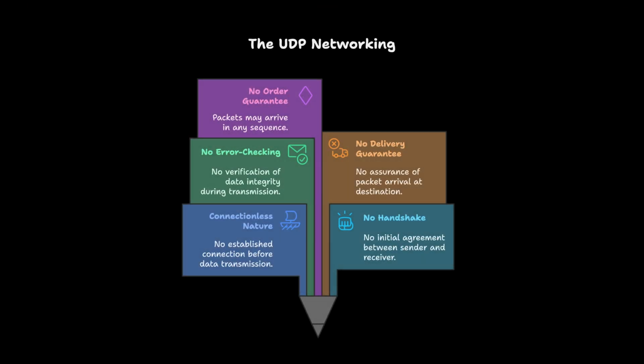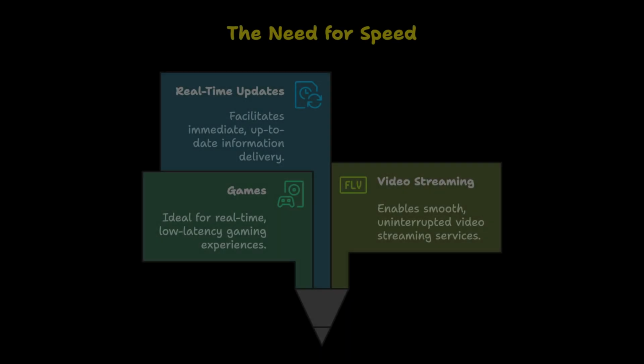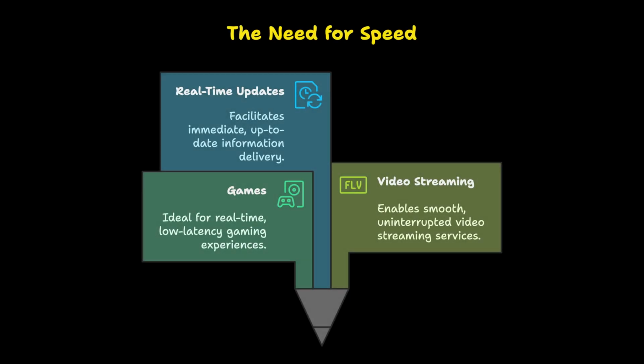Now let's look at UDP, which is faster but doesn't guarantee delivery. UDP is connectionless, meaning there's no handshake, no error checking, and no guarantee that your packets, or datagrams, will arrive, or arrive in the right order. Why use it? Because it's fast. It's perfect for applications like games, video streaming, or real-time updates, where speed matters more than absolute reliability.